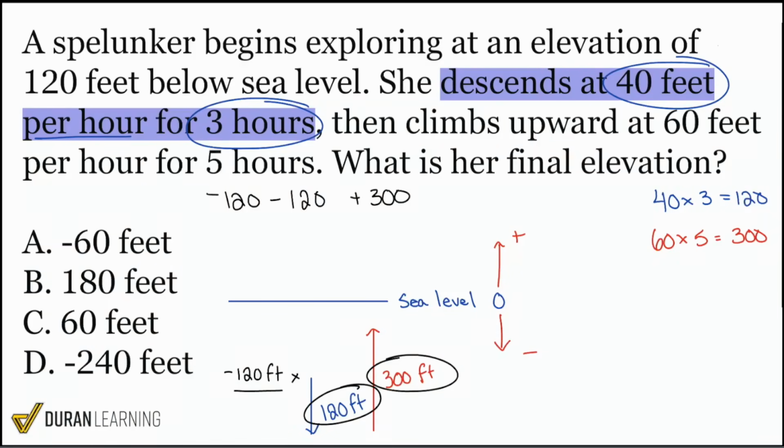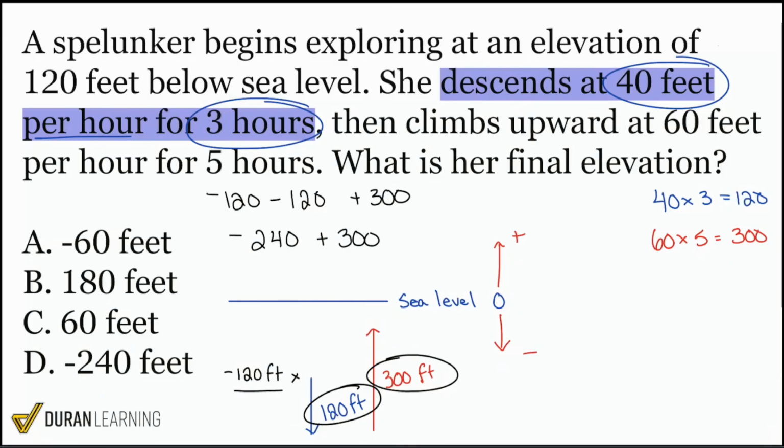So everyone help me out. If I start at negative 120, and then I subtract another 120. So if I spend $120 and I spend another $120, where am I at? Yeah, $240 in the negative, $240 in the hole. So there we go, negative 240.